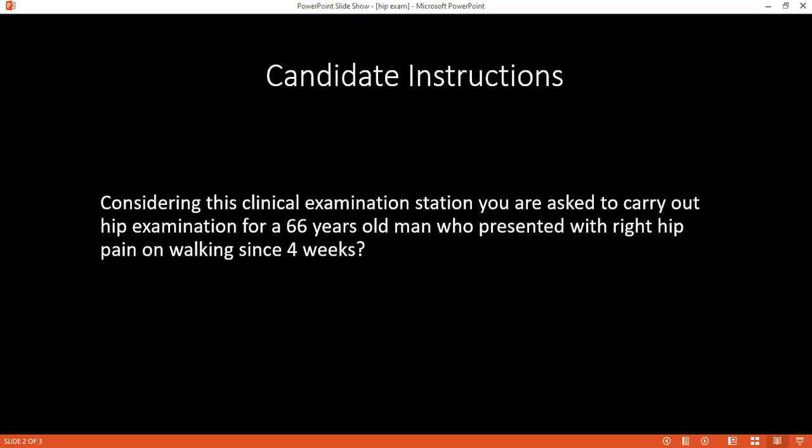If the patient is walking with a stick or crutches, I will note it. Then I will ask the patient to roll up his shorts. Can you roll up your shorts, please? I'll start by local inspection of the hip joint, looking for any deformity, surgical scars, or muscle wasting. Looking for gluteus muscle wasting and also quadriceps muscle wasting, and also for any dilated veins.